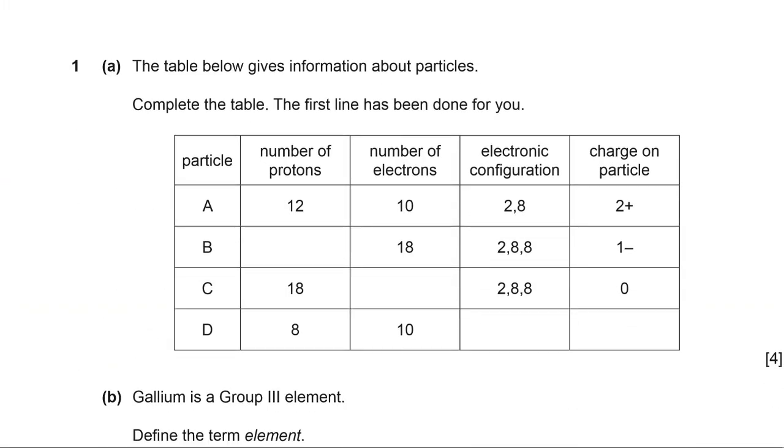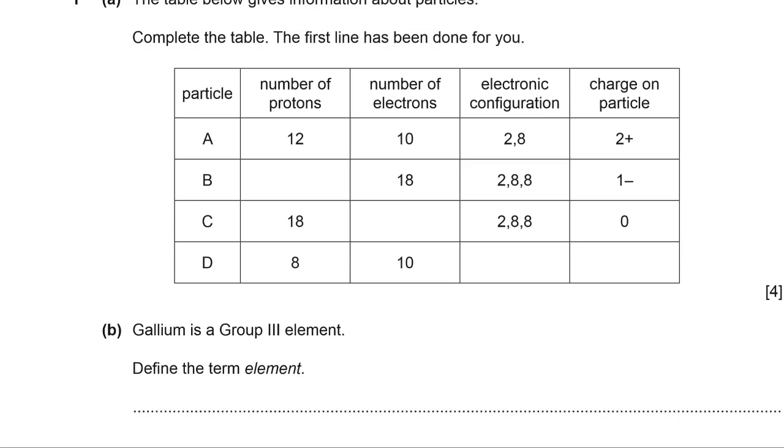Here, the table below gives information about particles. Complete the table. The first line has been done for you, for A. Has been done already. Okay. What's B? Now, what's the number of protons? Look at the B. B, it's not a neutral atom, it's an ion. Here it's -1, that means the number of electrons is more than the number of protons by 1. So the number of electrons is 18. So the number of protons should be 17.